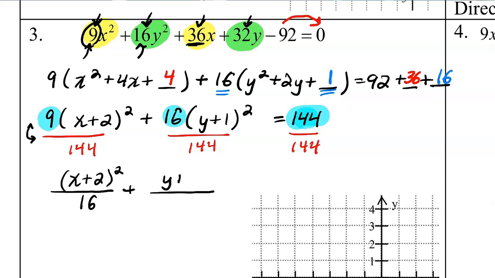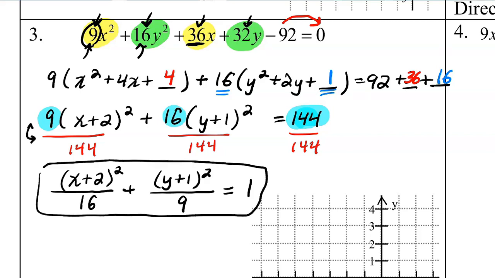And we could do the same thing on the next term, y plus 1 squared. If we did 144 divided by 16 in that order, that's going to give us a 9 in the denominator. It's really a 1/9 that we're multiplying by, but just so you can see the whole number, it would be a 9 in the denominator. And 144 over 144 is 1. So this is our standard conic section.